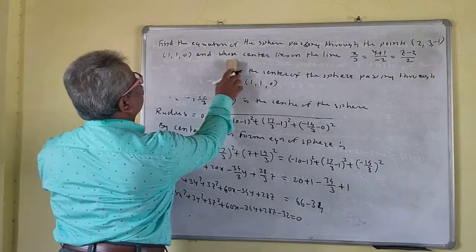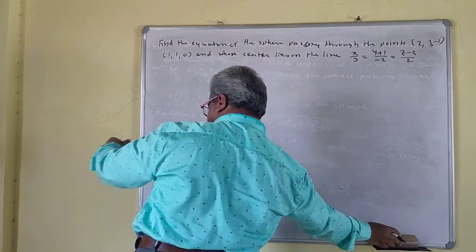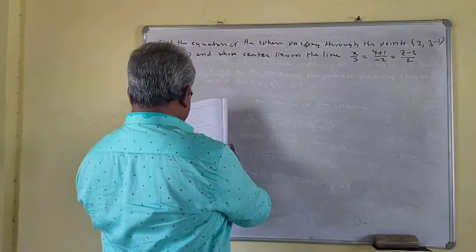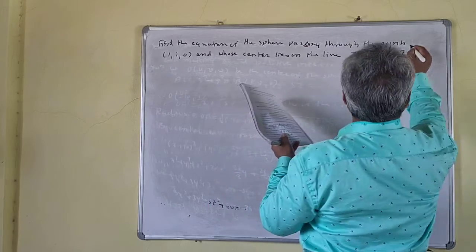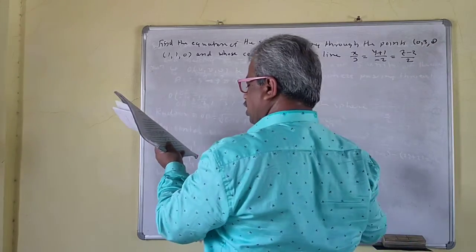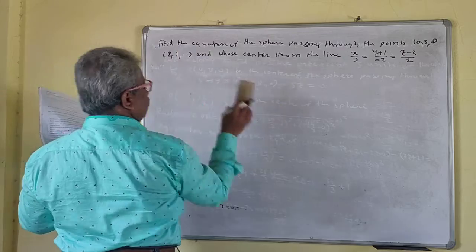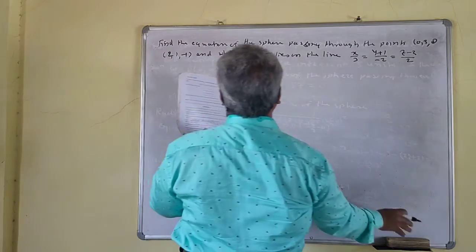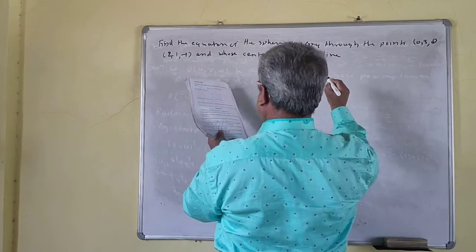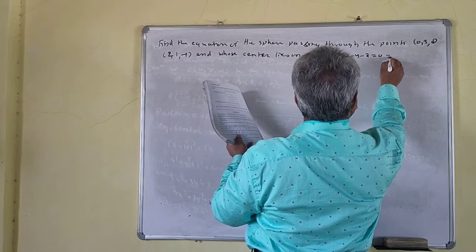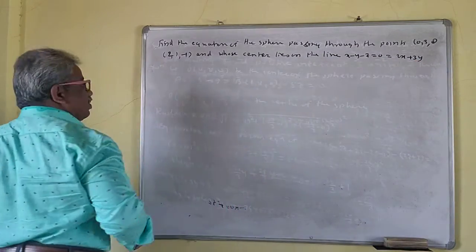Now next, find the equation of the sphere passing through the points 0, 3, 0 and 2, 1, minus 1, and whose center lies on the line x minus y minus z is equal to 0 is equal to twice x plus 3y. Okay, now same thing here. Solution.